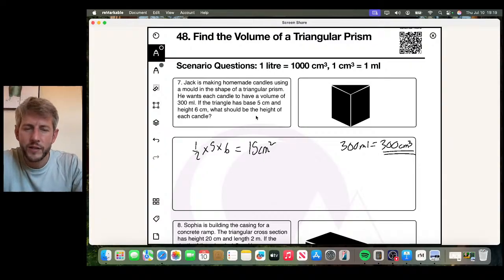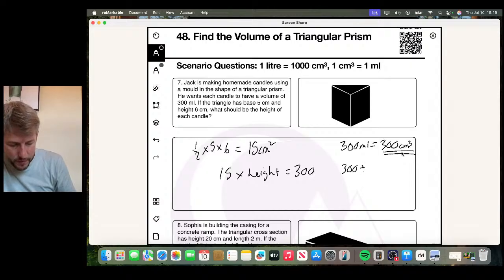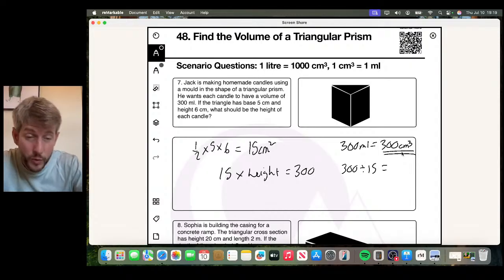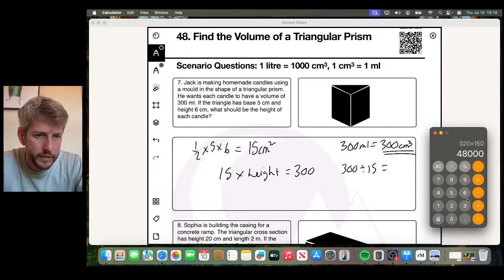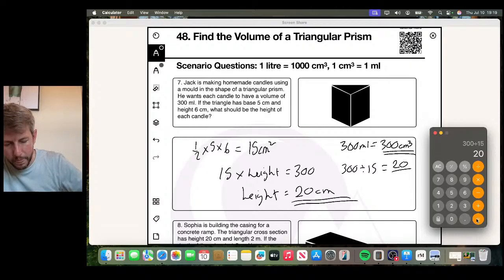What should the height of each candle be? So this is the volume, this is the area. So we want 15 times the height to equal 300. So we need to do 300 divided by 15, which I believe is 20, but let's double check. 300 divided by 15 is 20. There we go. So the height should equal 20 centimeters. Okay, right.